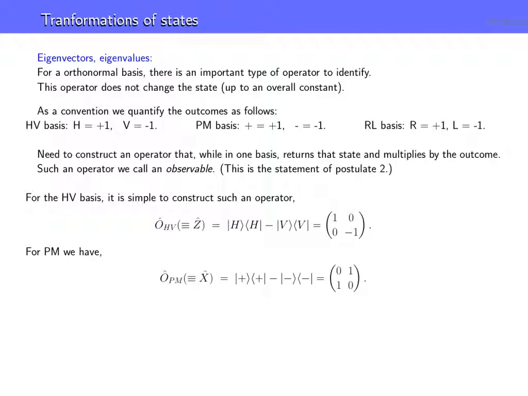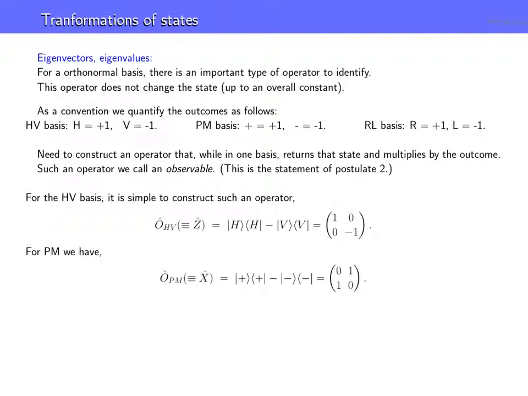And again, how do we construct it? Well, we just do plus, plus, and then minus, minus. And you can go through the algebra. It's very easy to show that 0, 1, 1, 0, even though we showed it in the previous screen, is indeed the operator. So this is the observable for polarization in the PM bases. And again, we're using our canonical form for the matrices where H and V are 1, 0, and 0, 1.